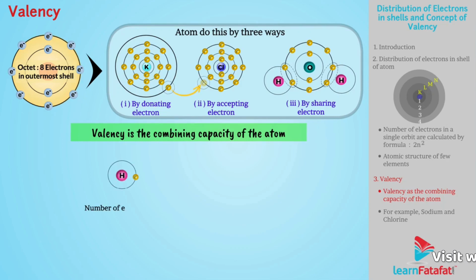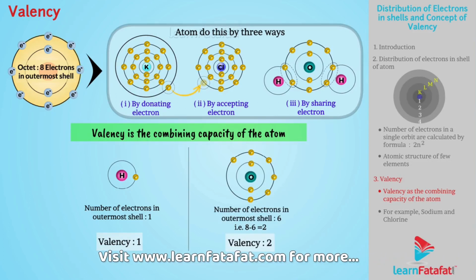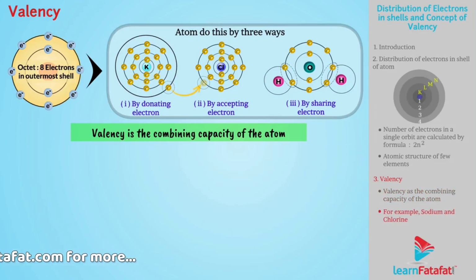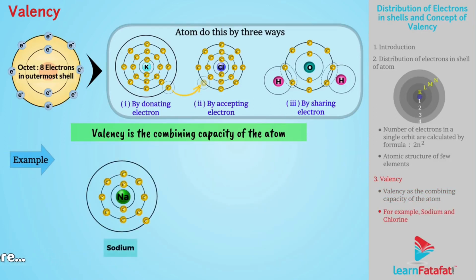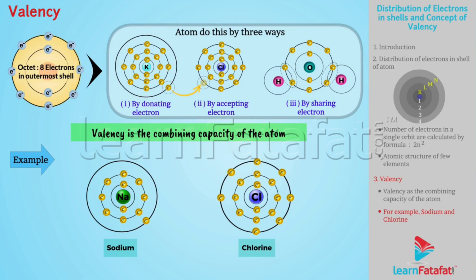It is the number of electrons in the outermost shell, or 8 minus the number of electrons in the outermost shell. Let's take an example of sodium and chlorine. Sodium has 1 electron in its outermost shell and chlorine has 7 electrons in its outermost shell.